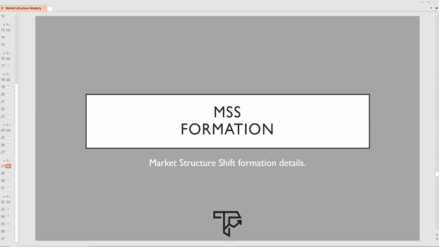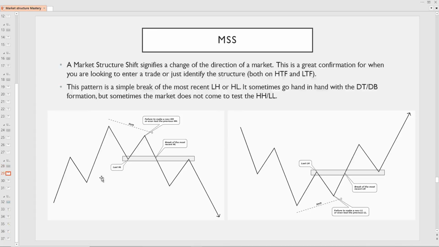And finally on our list, we have the MSS formation, which is the market structure shift formation. And we're going to have a look at all the details right there. I personally believe this is the most important one because at the same time, it is the simplest one, but at the same time, it's the most powerful one. And again, it all comes to market structure. So let's have a look. Let's get into it. MSS.